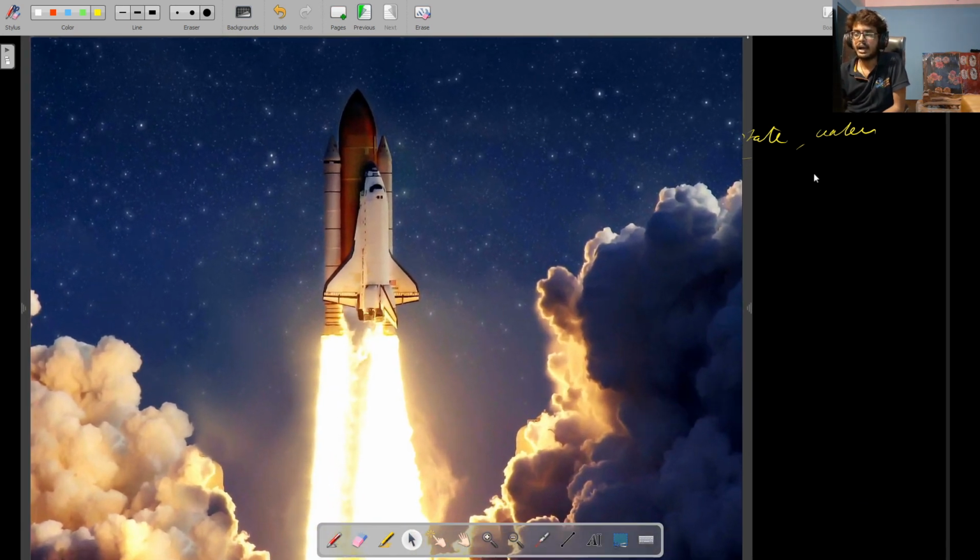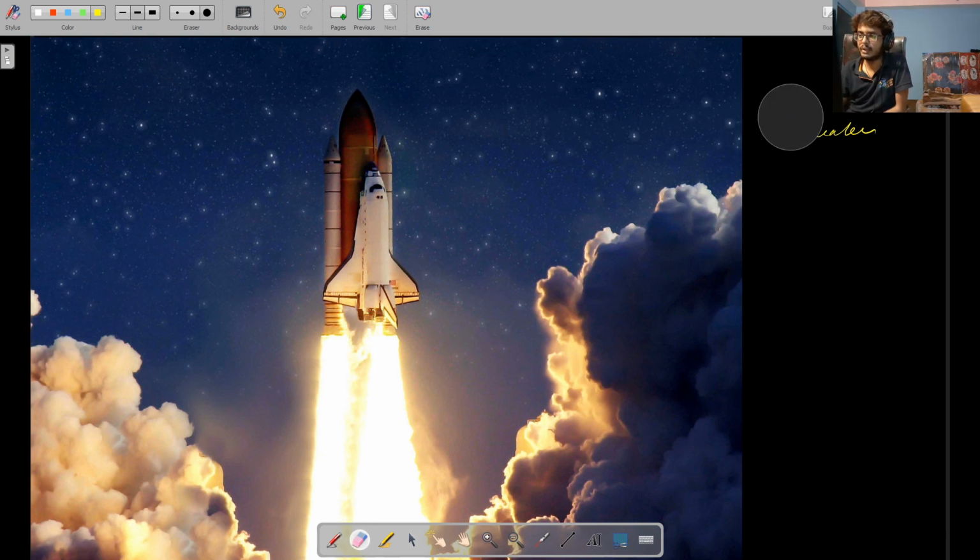So how do you think this rocket moves upwards? This is because of a direct application of Newton's third law of motion. Every action has an equal and opposite reaction. So what is the action here? The action here is the engine firing downwards. The rocket has to move upwards, so the engine is firing downwards.